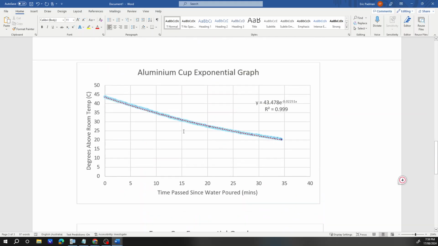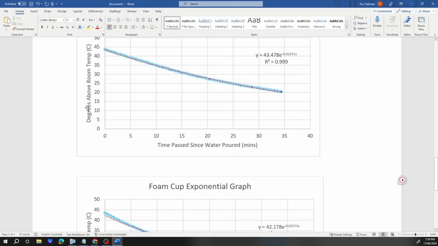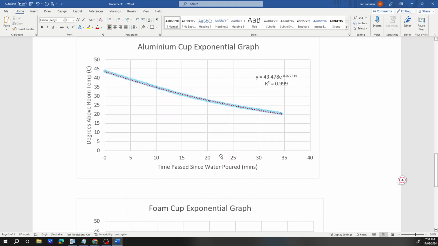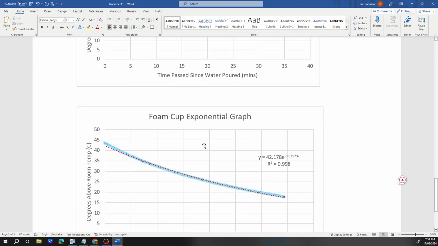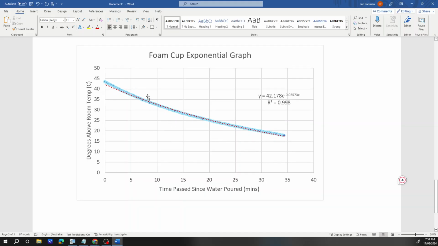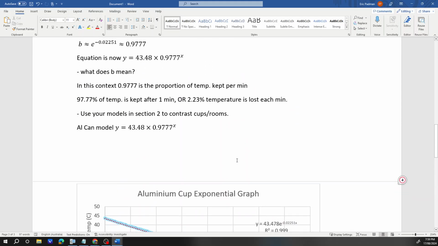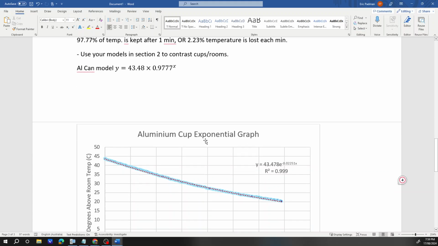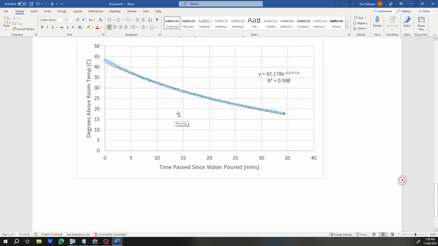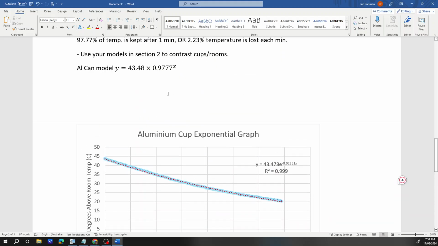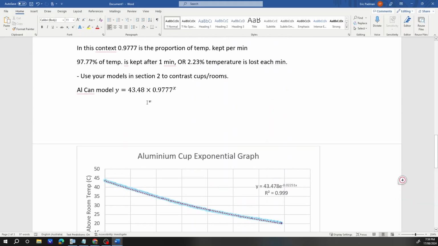Foam cup. So this is excellent. Degrees above room temperature, time passed since water poured, in minutes. Technically, there's a little bit of finagling with the data, but I'll let it pass. Close enough. It's a really good graph, and I like the fact I can see the model and the data very well here. That's well done. But you can't name names in these videos, unfortunately, so you can pat yourself on the head if you recognize your graphs. Okay, so aluminium can and foam cup.